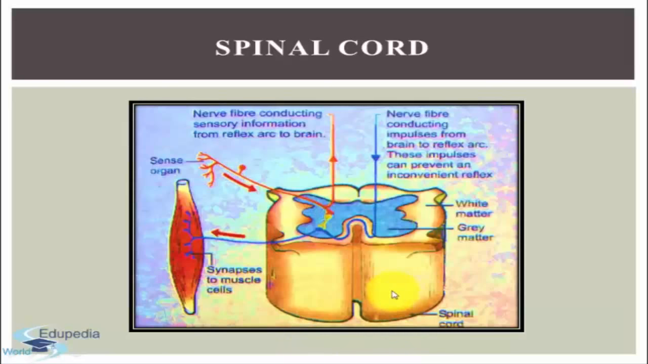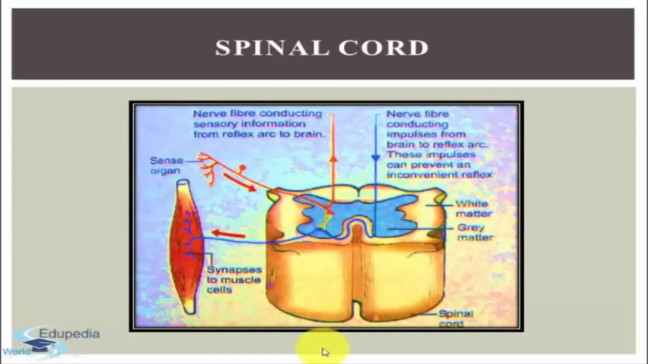As you can see in this figure, the nerve fiber conducting sensory information from the reflex arc to the brain, and also the nerve fiber conducting the impulses from the brain to the reflex arc, can be seen. These impulses can prevent an inconvenient reflex. Here is the white matter, and here you can see the grey matter, and this is the spinal cord. See, the synapses to muscle cells can be seen here.